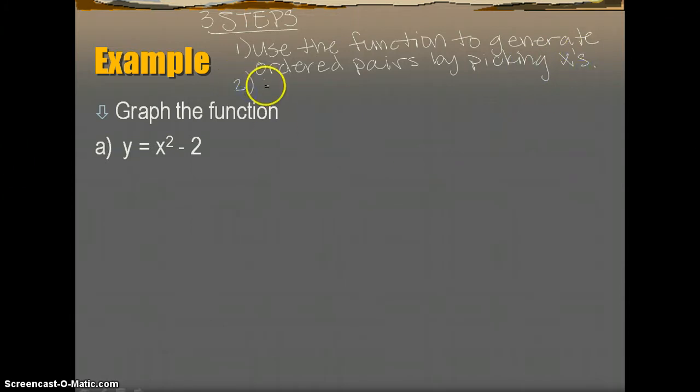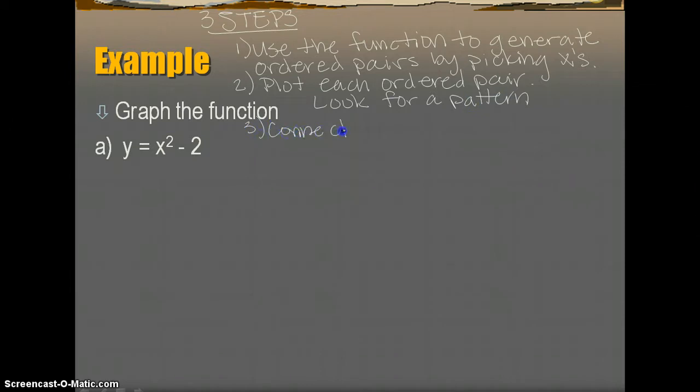The second step is to plot each ordered pair. Now, you need enough for a pattern. So you want to look for a pattern. Step 3 is to connect the points with one continuous line. So again, that's the 3 steps. So there's going to be a smooth curve.